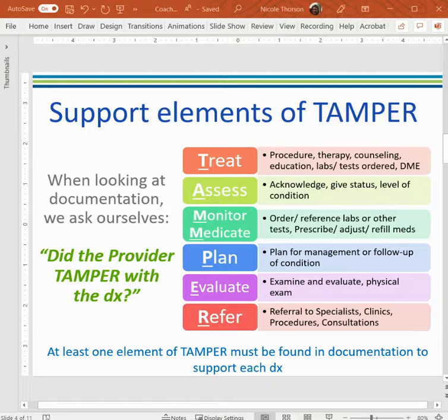And finally, R is for refer. A referral to a specialist or for a consult or procedure would show the element of the diagnosis being referred for.